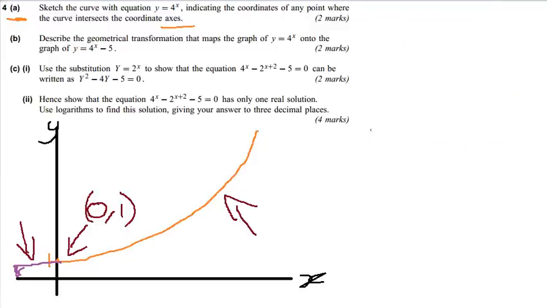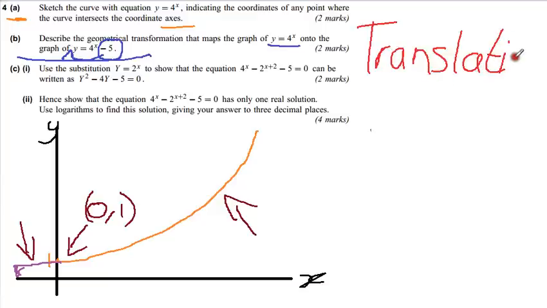Next question. Let's have a look. Describe the geometrical transformation. So easy. The geometrical transformation that goes from y equals 4 to the power of x, to y equals 4 to the power of x minus 5. So that minus 5 there doesn't affect the x, it affects the y. It's not inside the x. If it was 4 to the power of 5x, then it would be changing the x, but it's not. It's changing the y.